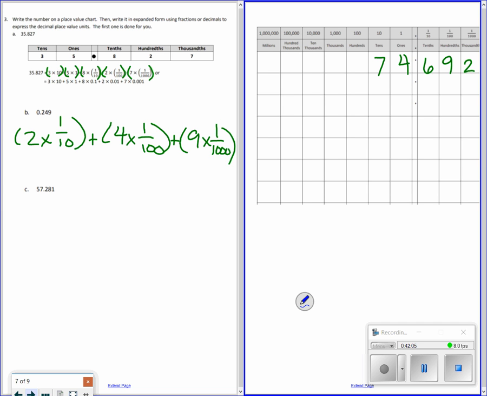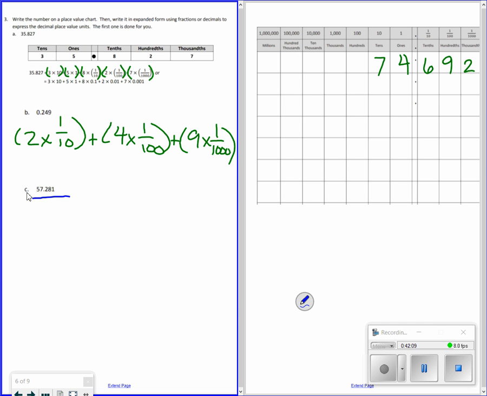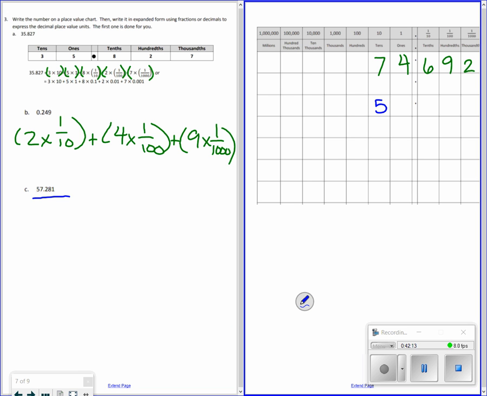So we already did the first one. We'll do this one. You were supposed to put it on your place value chart. So 5, 7, 2, 8, 1. So then you just take it and you look up.